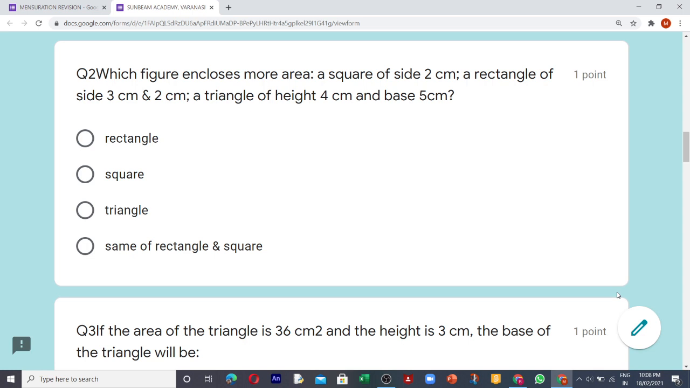Which figure encloses more area? A square is given, a rectangle is given, a triangle is given. So you have to basically find out the area, and the conclusion is which one has more area. Now it will take time, obviously. Three areas you have to calculate. Now we can move to the next part, that is question number 3. Second is done.